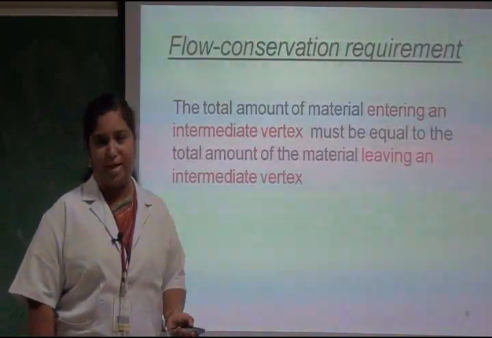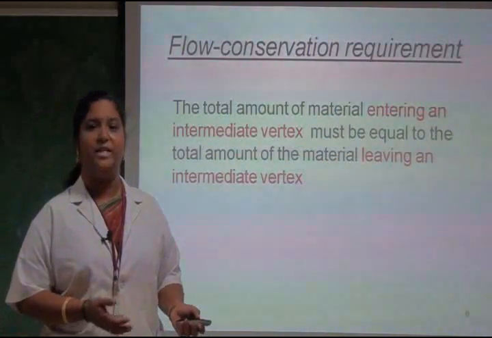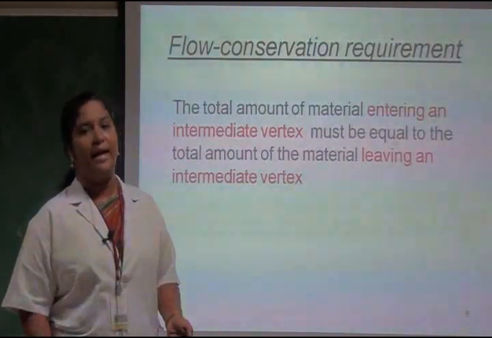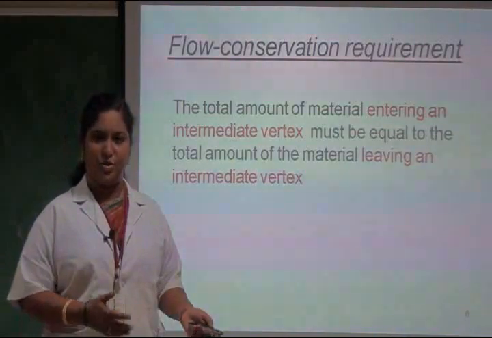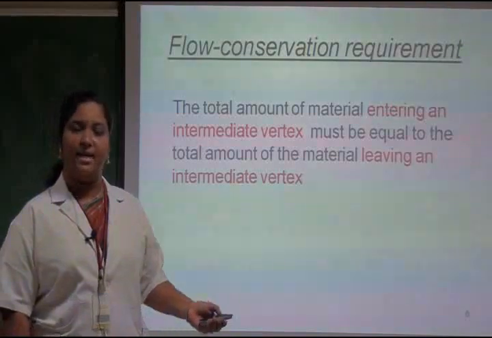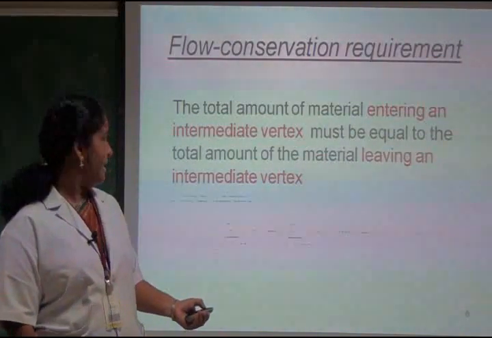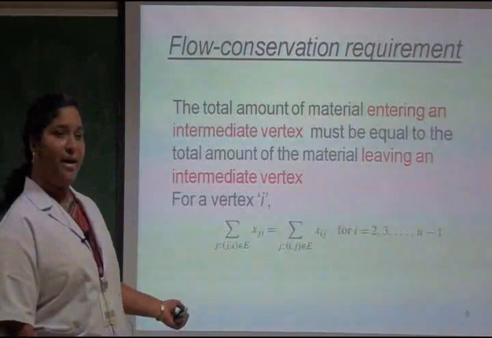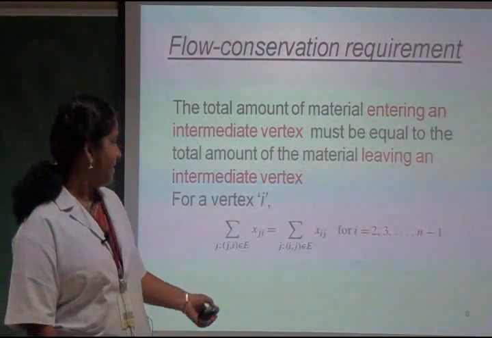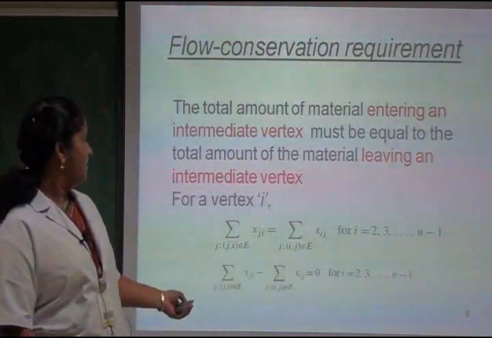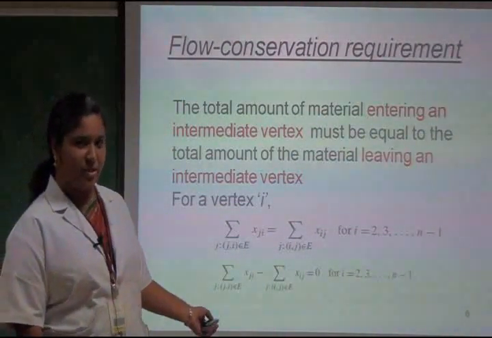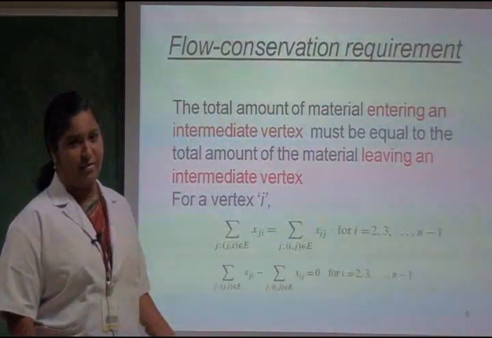So flow conservation requirement means the total amount of material entering an intermediate vertex should be equal to the total amount of material leaving an intermediate vertex. Except your source vertex and sink vertex, for all remaining vertices this condition should be satisfied. This condition can be written like this. For any vertex i, sigma xji should be equal to sigma xij. If you bring the right hand side expression to the left hand side, this equation can be written like this: sigma xji minus sigma xij is equal to 0. So this is your flow conservation requirement.